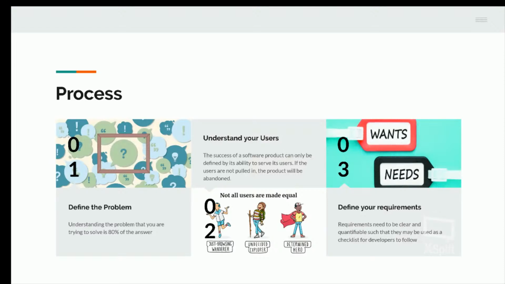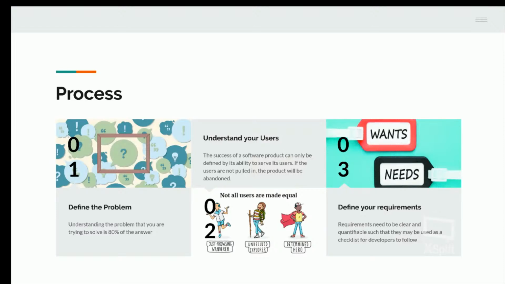Number two in the process is understanding your users, right? So the success of any product can only be defined and can only be attained if it can serve its users properly. And this goes back to defining the problem. If you can't pull in your users, your product is not going to be used, which means your product is going to be abandoned, which means your market share is going to go down, which means you're going to have a failed software product. Okay.